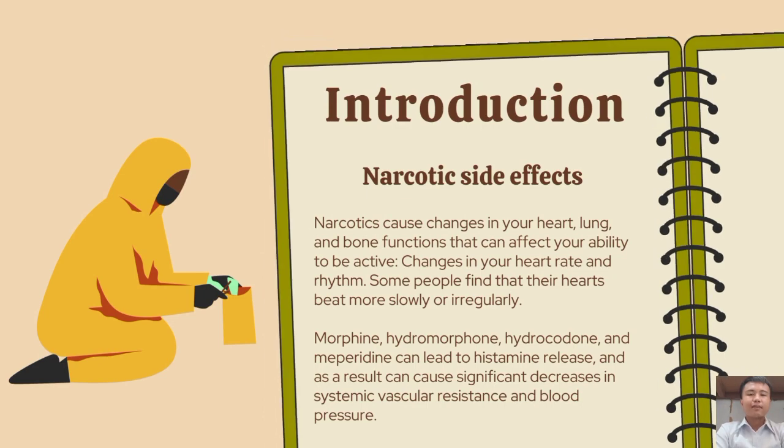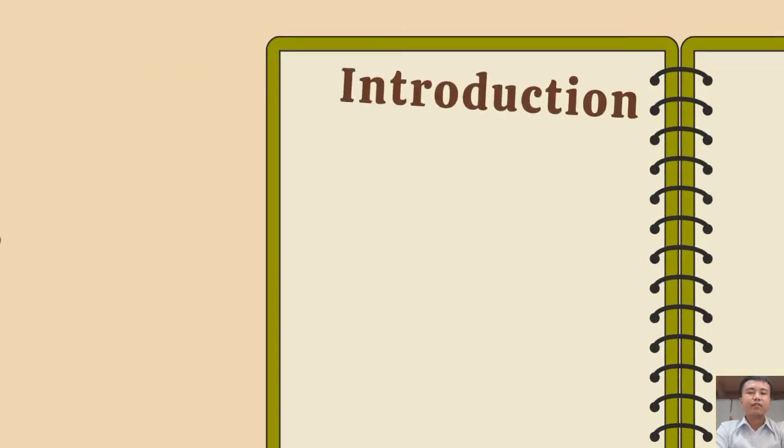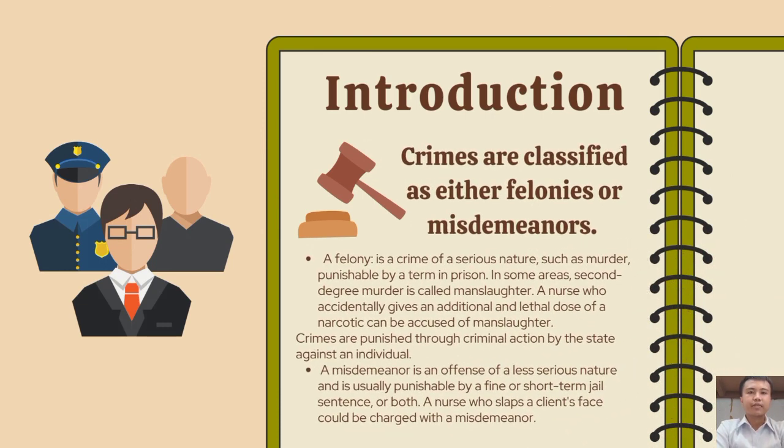Introduction. Crimes are classified as either felonies or misdemeanors. A felony is a crime of serious nature such as murder, punishable by a term in prison. In some areas, second-degree murder is called manslaughter. A nurse who accidentally gives an additional and lethal dose of narcotic can be accused of manslaughter.